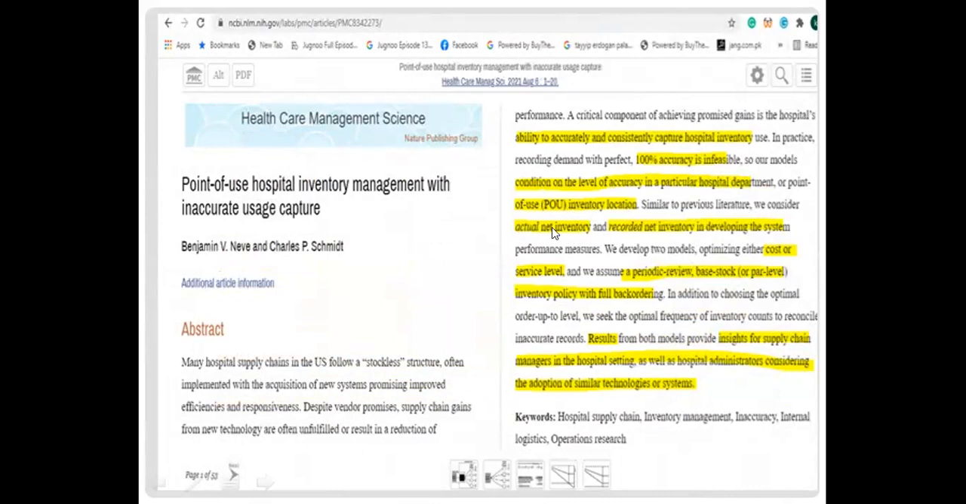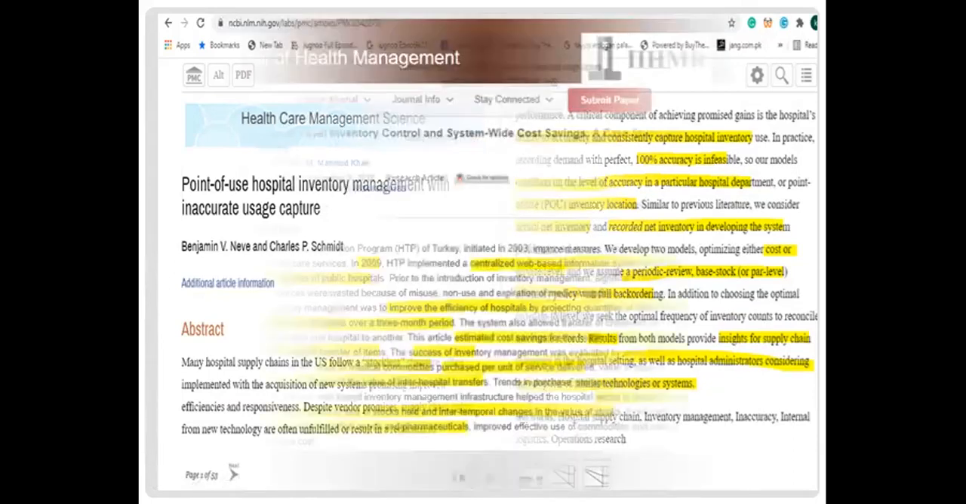And they use actual net inventory and reported net inventory in developing the system performance measures. They develop the cost or service level and assume a periodic review, base stock inventory policy with full backordering. Results from these models provide insight for supply chain managers in hospitals as well as hospital administrators, and consider the technology of inventory management for accurate usage capture.